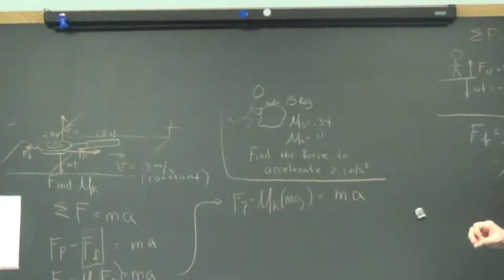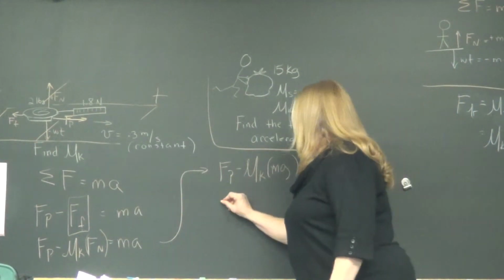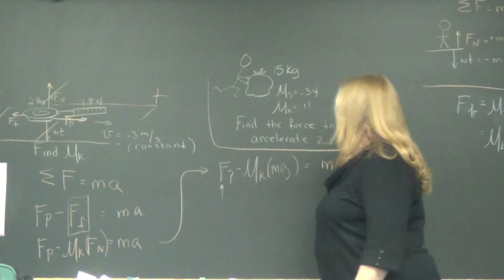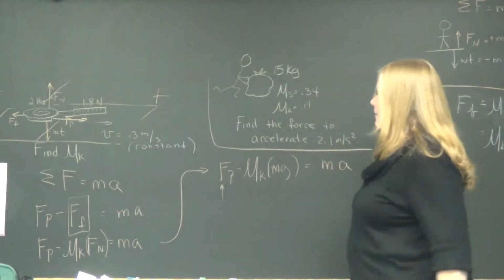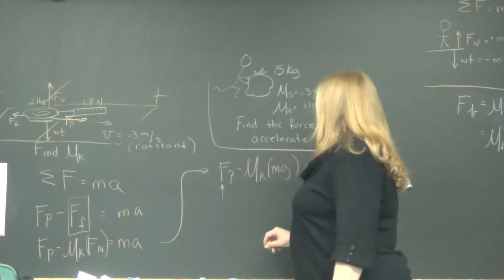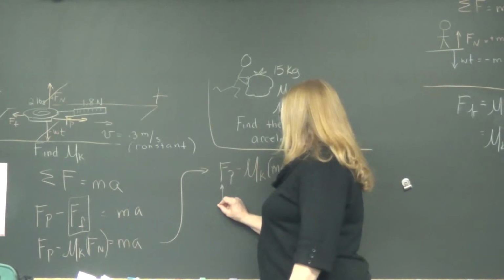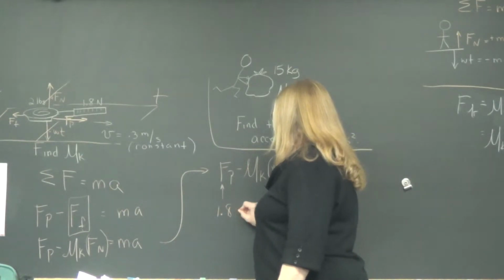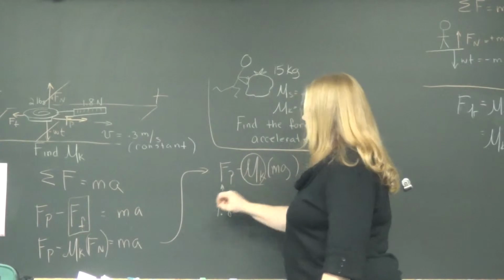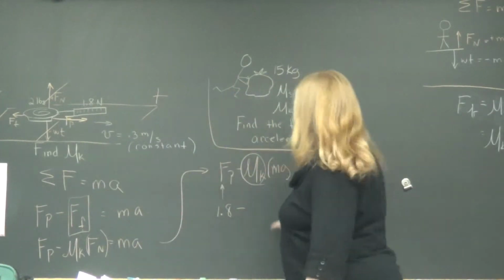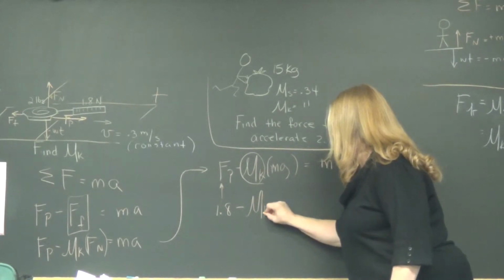Tell me what numbers go in where. Alex, what is the force of the pull? There's a number in this picture. Can you grab it for me? The force of the pull is 1.8 newtons. Right, it is. And mu sub k is what we're looking for. Find mu sub k.